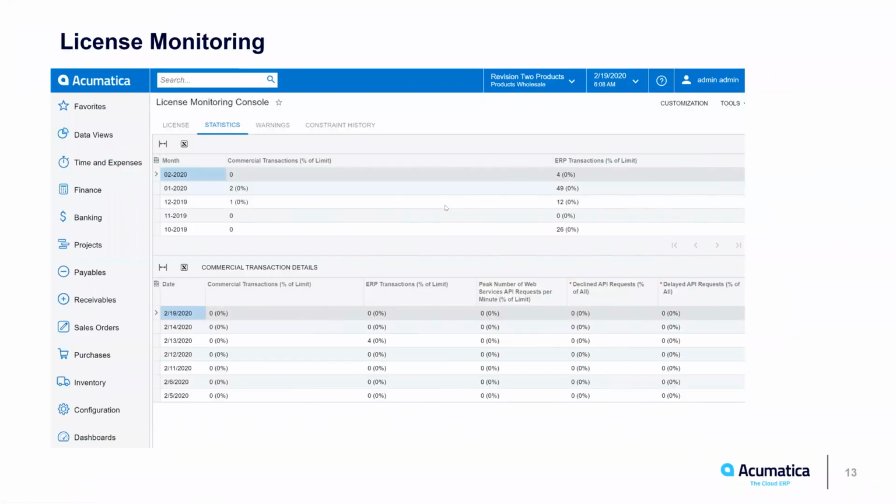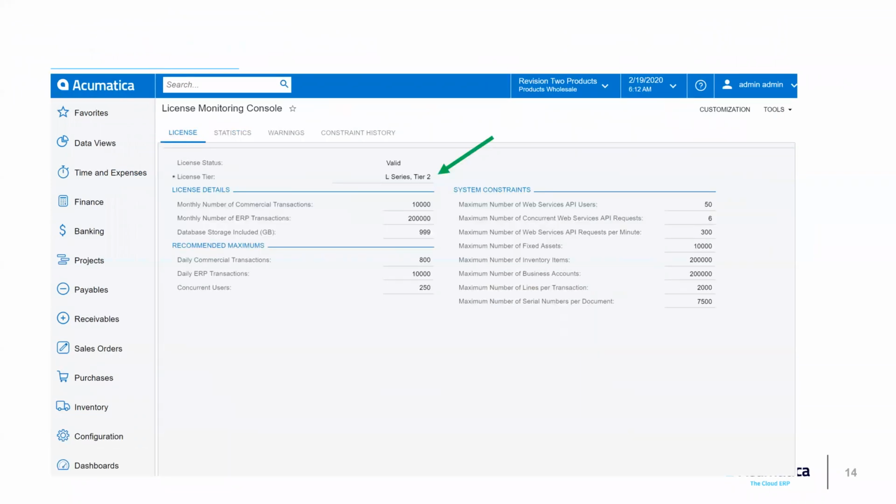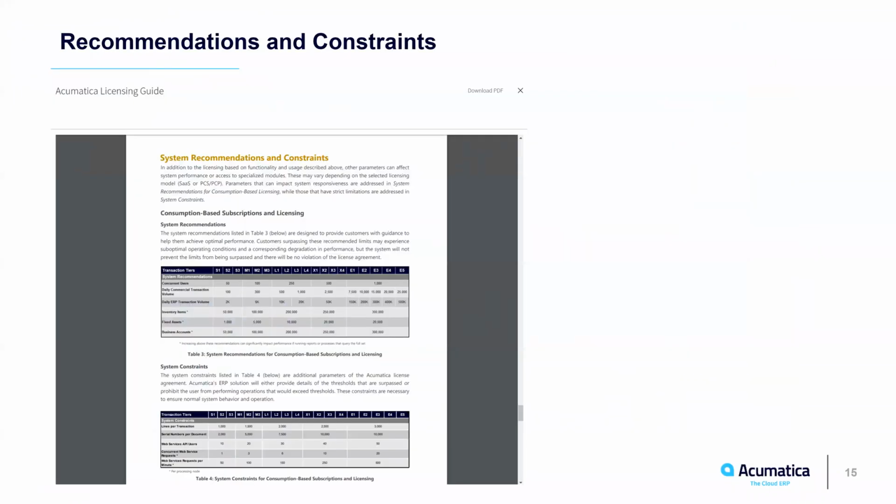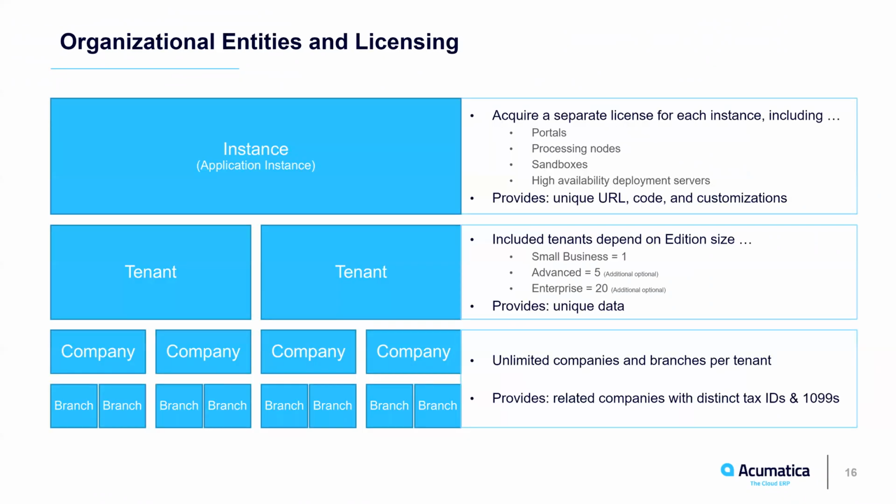Okay, next topic I want to talk about. We just talked about these recommendations and constraints. The licensing guide is a good area that talks about these a little bit in more detail. This is an example of the page in the licensing guide. It is a PDF file that you can download. So go learn more about these recommended constraints and system recommendations, and if there are any questions, we can talk about those.